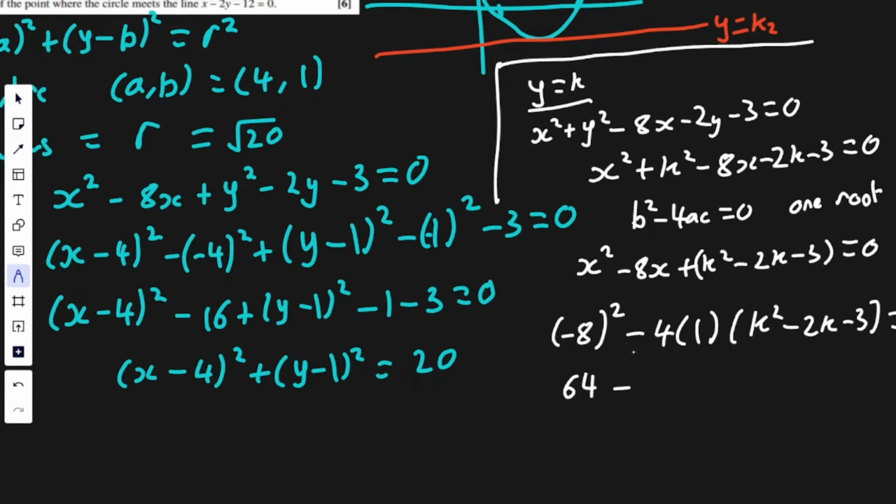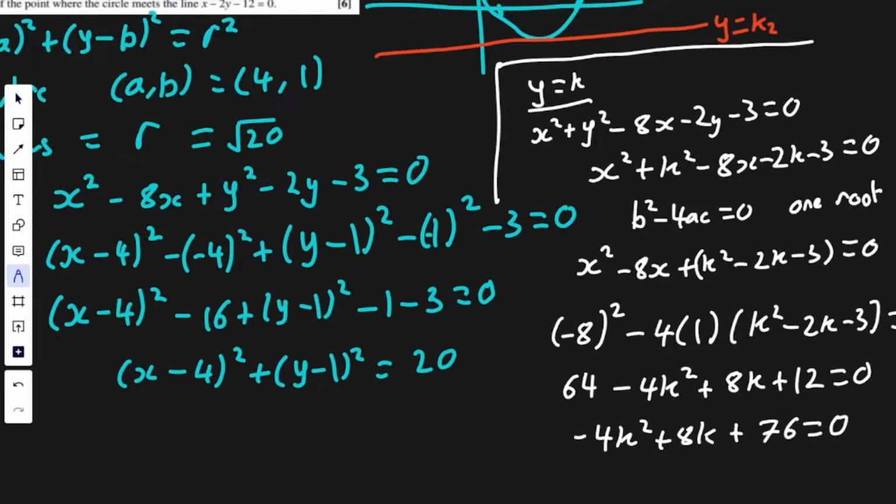Be careful, the easiest way to make a mistake is this negative out the front. People often do the negative for the first term but then forget about it for the second ones. So we're going to get minus 4k squared. Minus 4 times minus 2k is plus 8k. Minus 4 times minus 3 is plus 12. Overall giving us minus 4k squared plus 8k plus 76 equals 0.